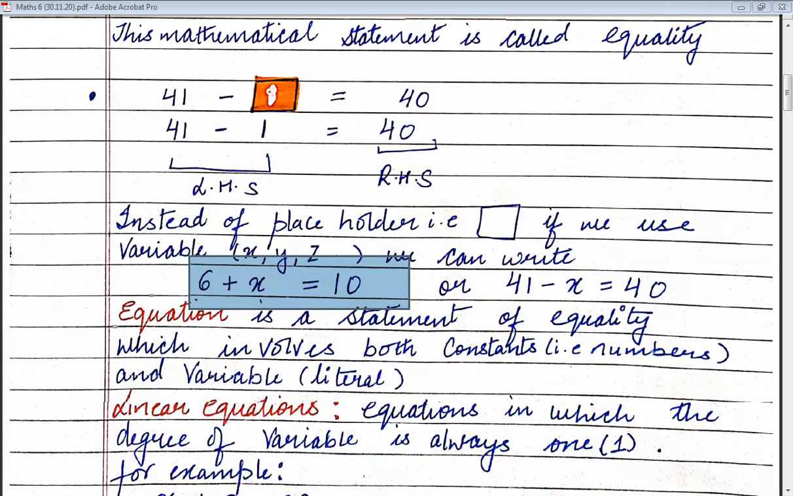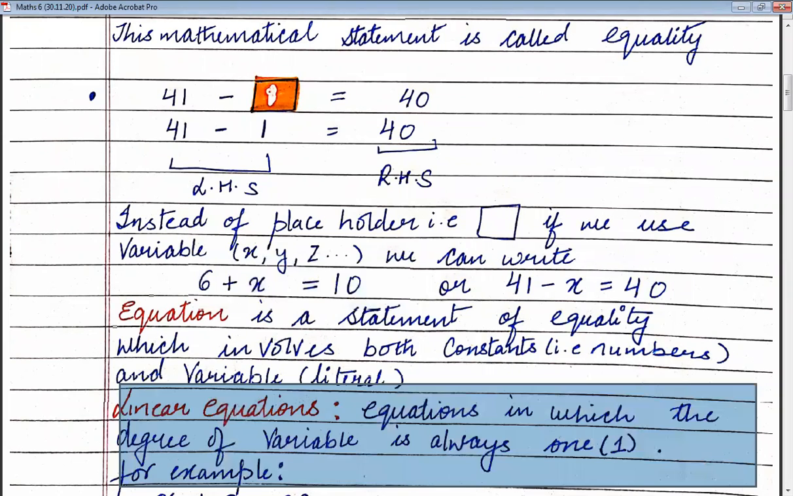So now let's move on. I guess you are clear with the equation now, but your chapter name is linear equation. So let us discuss what is a linear equation. Linear equation means an equation in which the degree of the variable is 1. I hope you remember what a degree is. Okay, so let us discuss what is a degree.